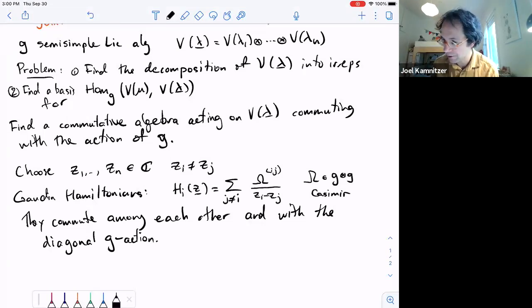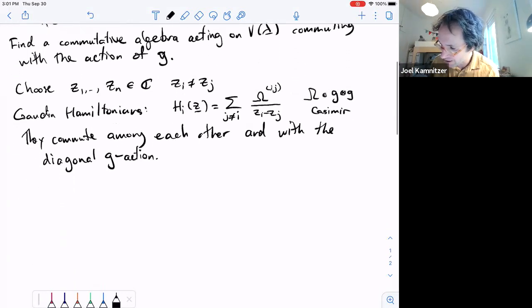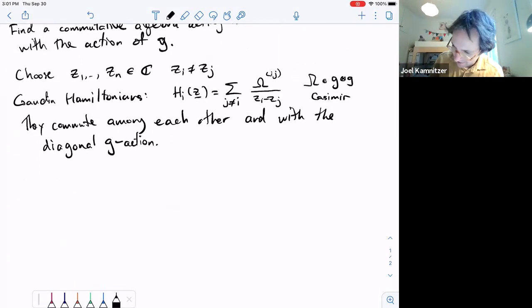And so they define a commutative algebra acting on each of those Hom spaces. When G is equal to SL2, this is enough to diagonalize those Hom spaces and find a basis for them. But for other G's, this is not enough. So people had to expand on these guys, so that then we get the following theorem.